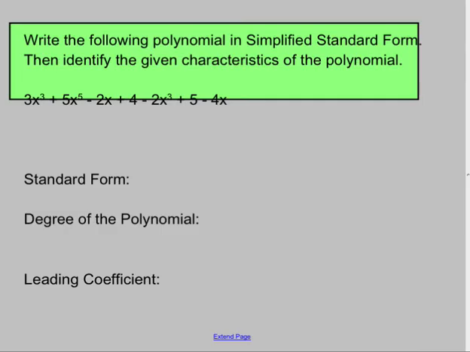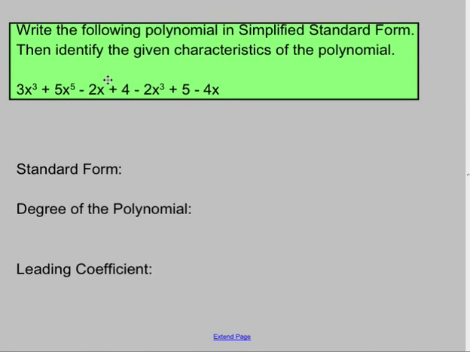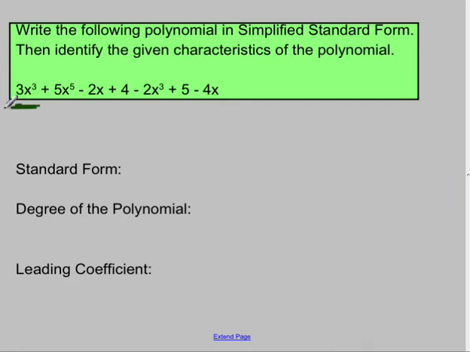Okay, let's take a look at this last one here. We're going to take a look at writing the following in simplified standard form. So first thing we want to do is combine like terms. When in doubt, when you're working through these, the best thing to do to start off with is to get it in standard form. So to put it in standard form, I like to start with my highest exponent and combine like terms all the way down. So here I have 3x cubed minus 2x cubed. So I'm going to subtract the coefficients. 3 minus 2 is 1. And then we're going to have x cubed. So now I've taken care of the cube terms.